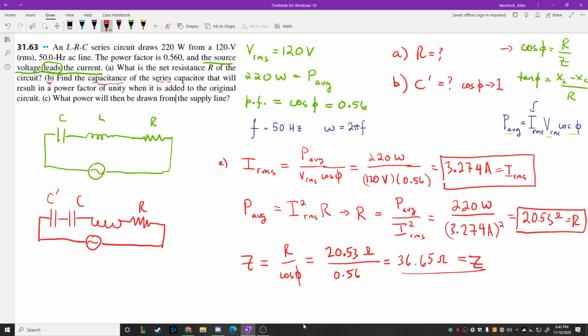All right, part B. This is the part where it gets a little tricky. We'll need some of these equations up here. All right, so part B says, find the capacitance of the series capacitor that will result in a power factor of unity when it's added to the original circuit.